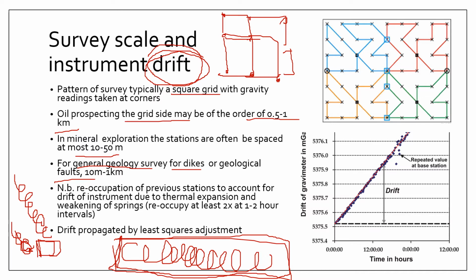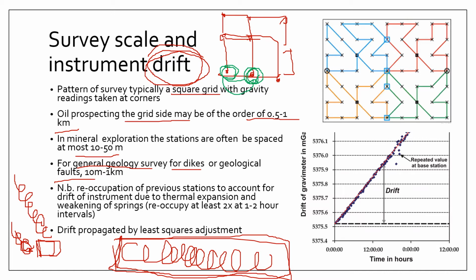And the most common remedy to that is to reoccupy the previously surveyed stations. So if I started, for example, in this station, and I went to the second station, the standard practice is to go back to this previous station after 1 or 2 hours to see how the gravity reading has changed since then, so that you can correct the reading in the next station.